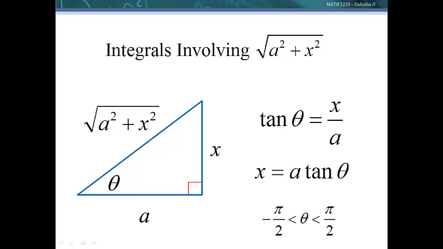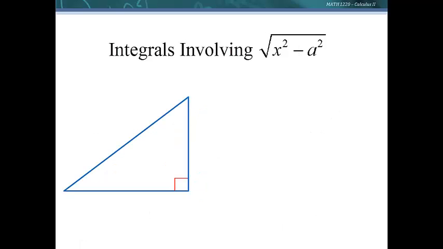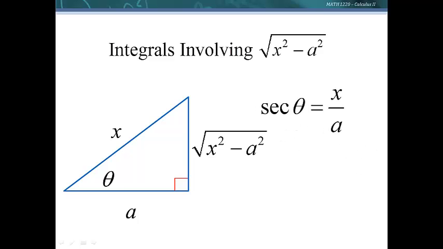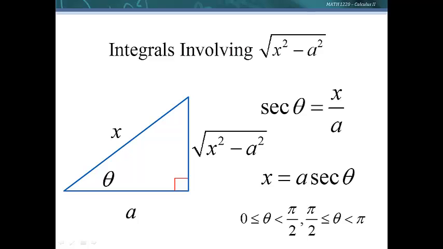Then there's one other form that would be helpful if we have integrals involving square root of x squared minus a squared. We would label the hypotenuse x, and we'd label this side a, so that this side will be the square root of x squared minus a squared. And if theta is our angle here, trig function to relate the a and the x, secant theta equals hypotenuse over adjacent, solving for x, x equals a secant theta. Restricting so we have a one-to-one function, we're going to let theta range from 0 to pi over 2, then from pi over 2 to pi.